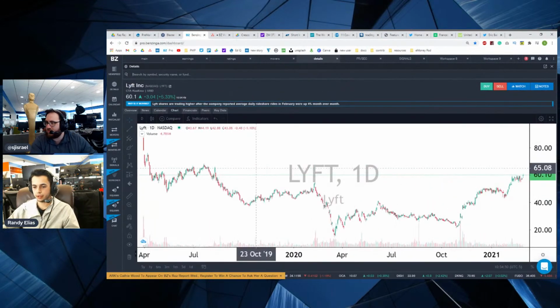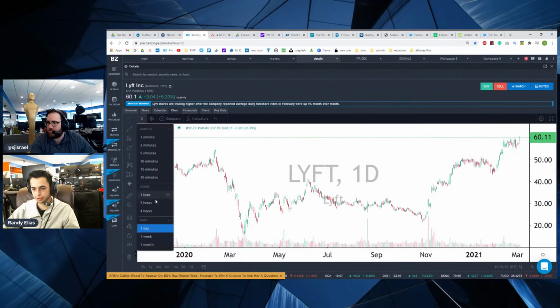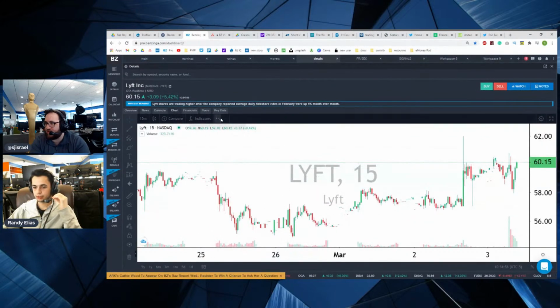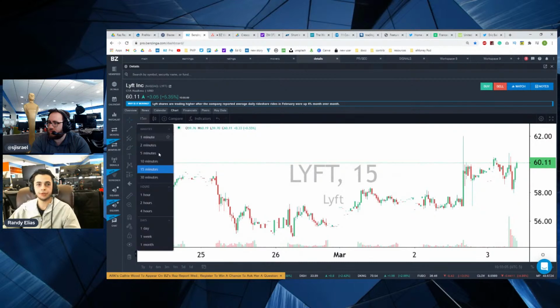They reported ride shares for February. They were up 4% month over month. Oh, okay. That doesn't seem that high to me. Doesn't seem good. But the stock's up 5%. I guess people liked it more than we did, Spence.